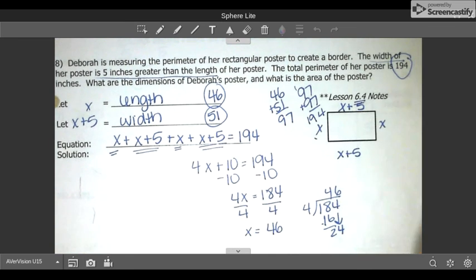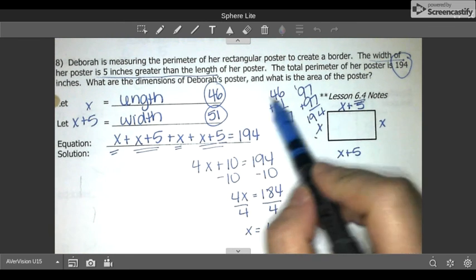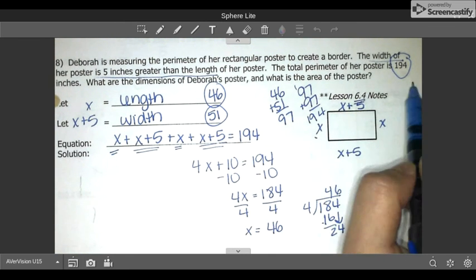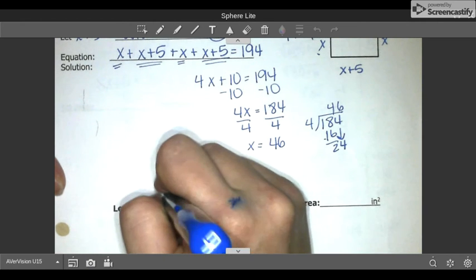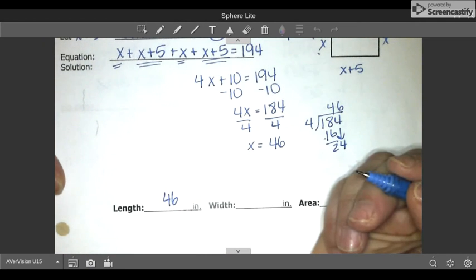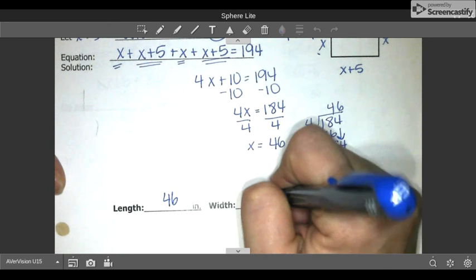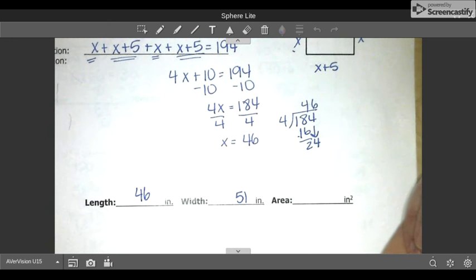194. Perfect. Okay, so now I know my answer is correct because I found the perimeter using these sides and I got the right answer. So my length is 46 inches and my width is 51. And to find the area of these two things, I have to multiply.